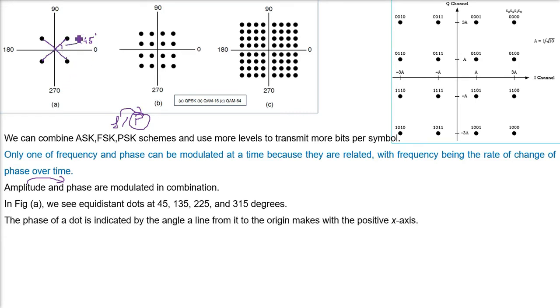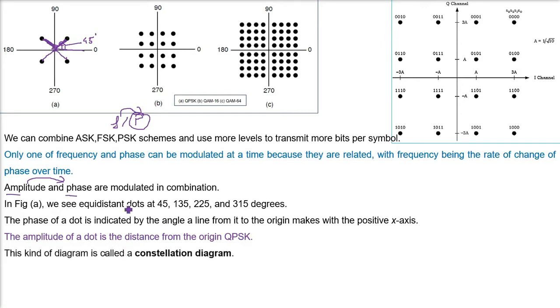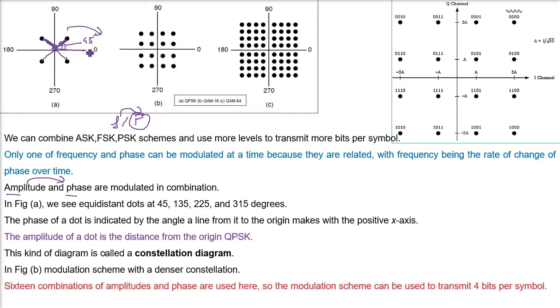So that symbol can be 2 bits, because 2 to the power 2 is 4. The phase of a dot is indicated by the angle from it to the origin, made with the positive x-axis. The amplitude of the dot is the distance from the origin. Now this kind of dotted diagram is called a constellation diagram. In A you see 4 dots, in B you see how many dots? 16.